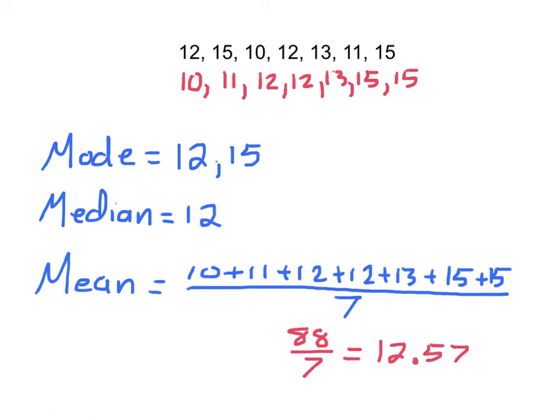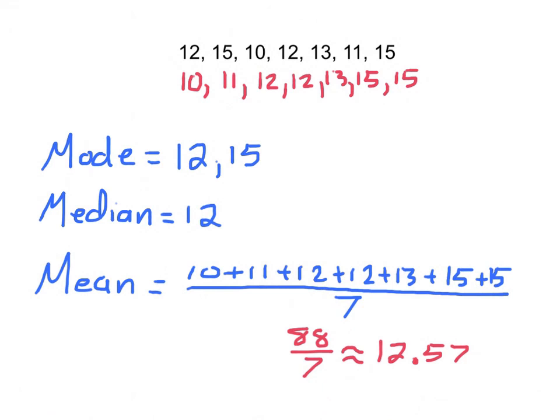12.57. And we're actually going to say that it's approximately equal to 12.57, because if we were to find an exact answer, the decimal continues on for a few more digits. And usually once you hit the hundredths place, that's close enough. So we're going to say 12.57 is the mean of this set of data. So hopefully that went well. Hopefully you got what you needed.